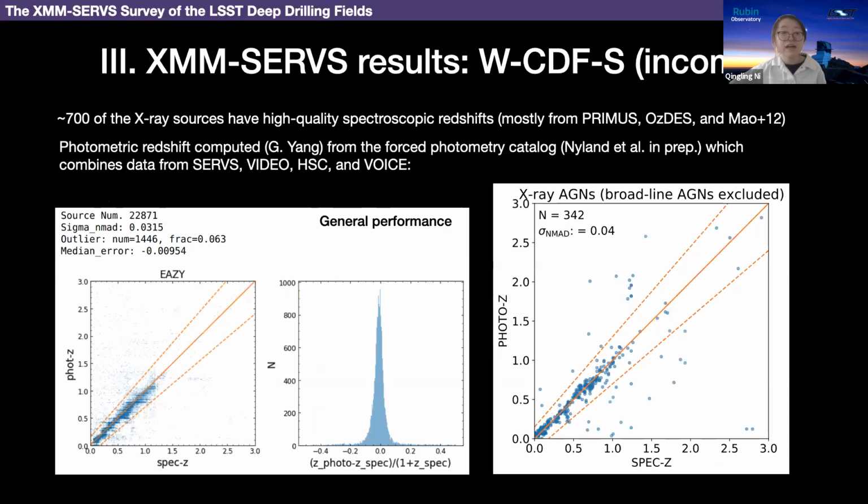And up to now, 700 of the active sources already have high quality spec-zs, and photometric redshift has been computed by Guangyang utilizing the forced photometry catalog prepared by Christina Nyland, which combines data from U-band from VOICE to 4.5 micron in Spitzer. And the general performance for the general galaxy population is good, and for non-broadline AGNs in the X-rays, the current photo-z measurements also appear reliable.